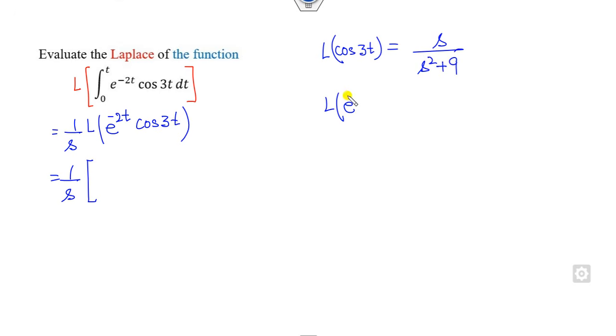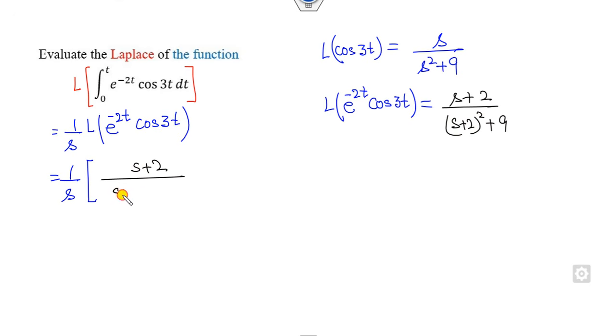So Laplace of e raised to power minus 2t cos of 3t. By using the shifting first theorem, it is s plus 2 over (s plus 2) square plus 9. So I have to substitute here. It is 1 over s times (s plus 2) over (s plus 2) square plus 9, which is the right answer of this problem.